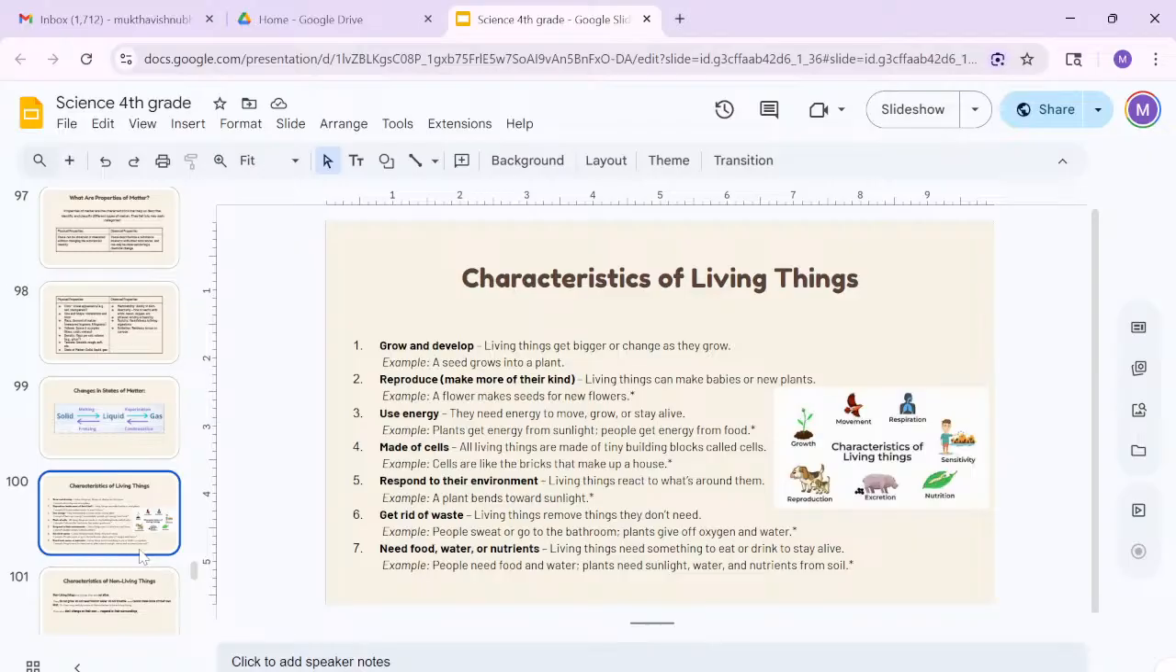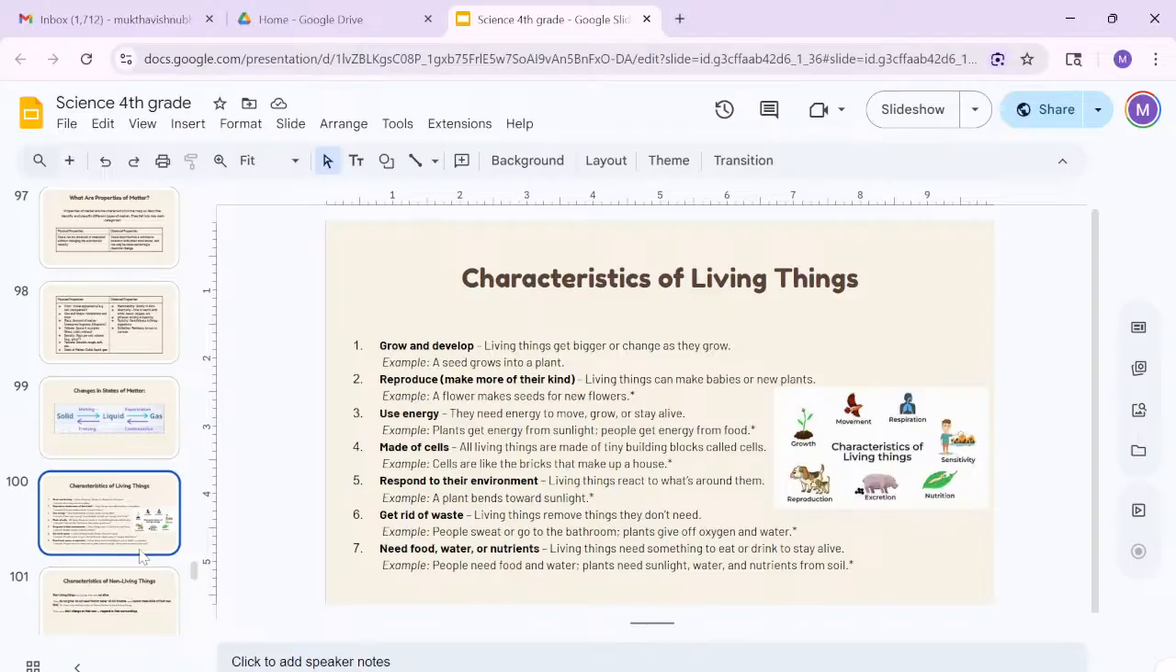They reproduce. They make more of their kind. They make little babies or new plants. A flower makes seeds for new flowers. They use energy. They need energy to move, grow, or stay alive. They get energy from different things.